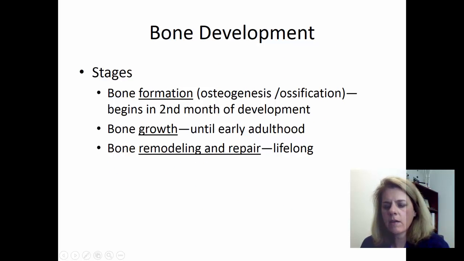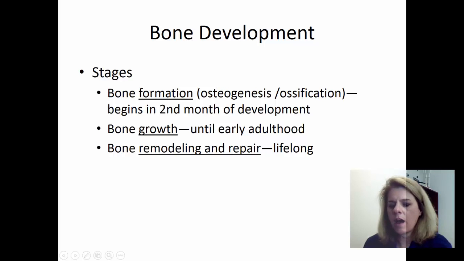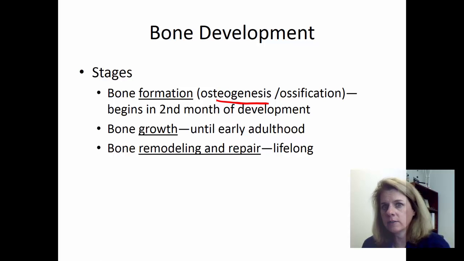So when we think about bone development, it occurs in several stages. You have your bone formation, and we call this osteogenesis, and then ossification. Genesis means the beginning, so the beginning of bone. And then ossification is the hardening of it, or the calcification. When you lay down bone, a lot of times it starts off like cartilage, and then that's got to turn into a hard bone, so that's the ossification. And that's going to begin around the second month of development.